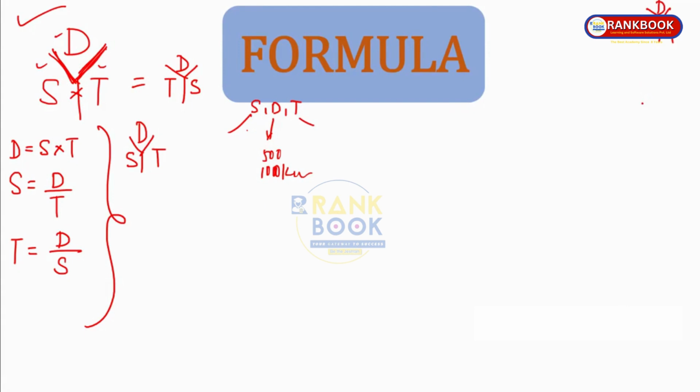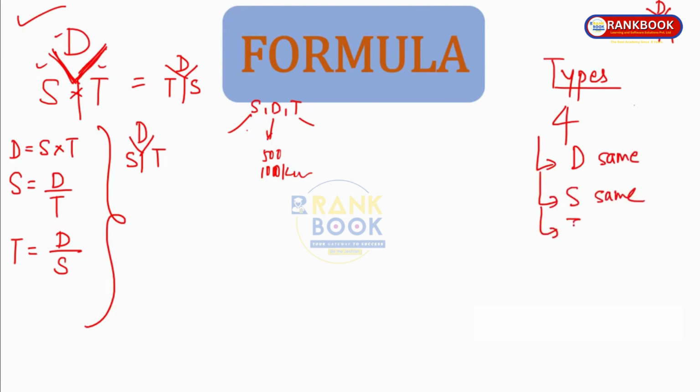Now, after the formula, let us move to the types of sums which are asked in the speed, distance and time category. There are generally 4 types of sums. Which is the first category? Distance is same. Second category, speed is same. Third category, time is same. Now for these 3 categories, no one will directly say that the distance is same or the speed is same or time is same.